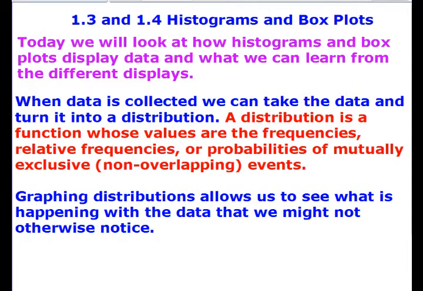Today's lesson is over sections 1.3 and 1.4, and we're going to be looking at histograms and box plots. So we're going to look at how they display the data and what we can learn from these different displays.